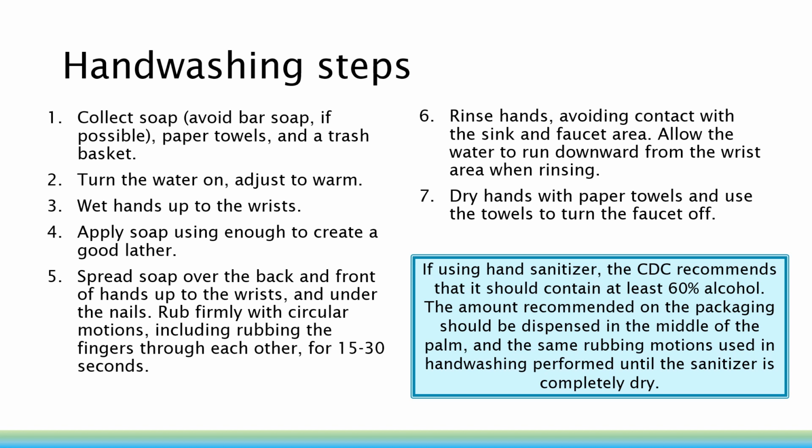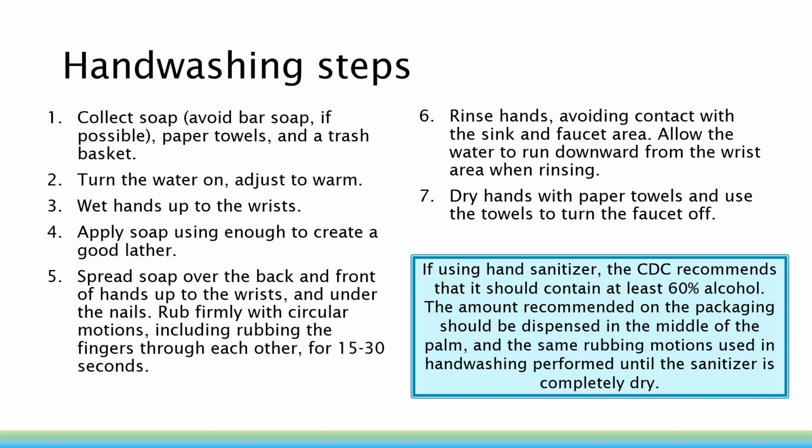Here are the hand washing steps. You will collect soap. Avoid using bar soap if possible. Liquid soap is better. Also get paper towels and a trash basket. Turn the water on, adjust it to warm water. Wet the hands up to the wrist. Then apply soap, using enough to create a good lather.